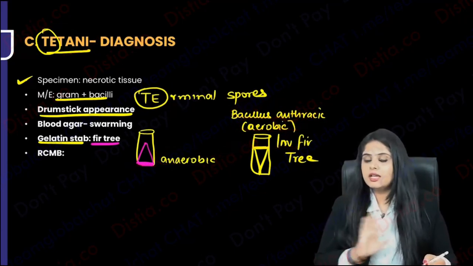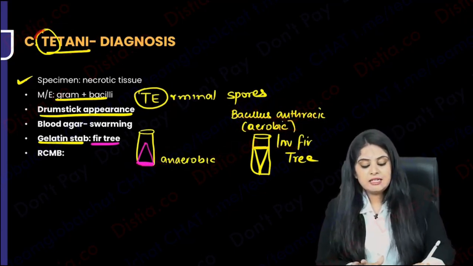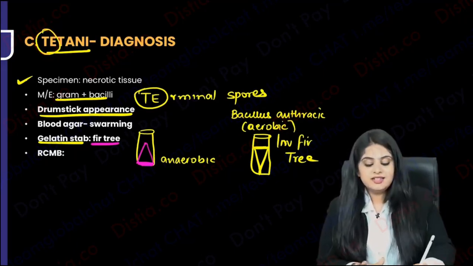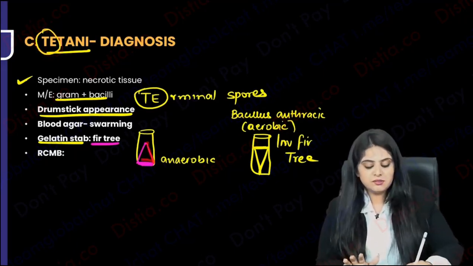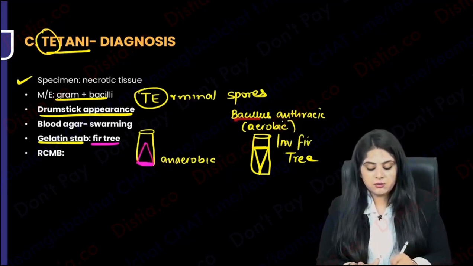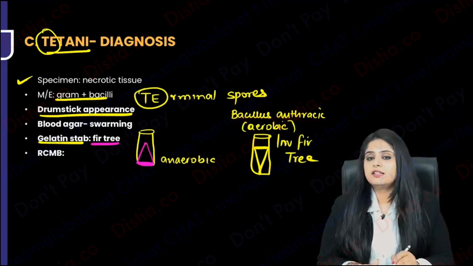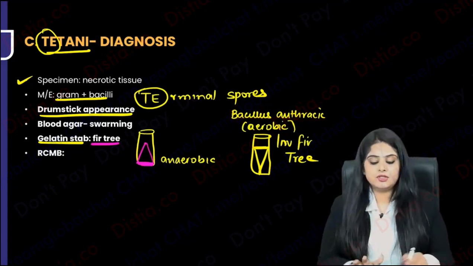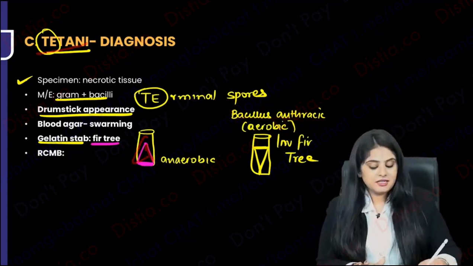In the exam you don't have time to apply this much logic. So remember, tetani tree, straight tree, okay? Tetani is simple tree. So simple tree always looks like this. Whereas Bacillus anthracis is going to be the opposite tree, inverted tree. Tetani, straight tree.